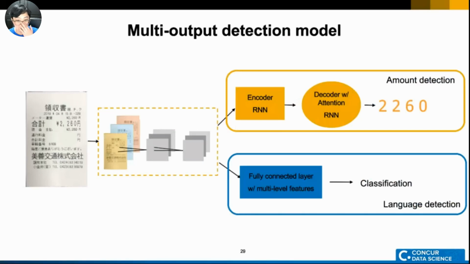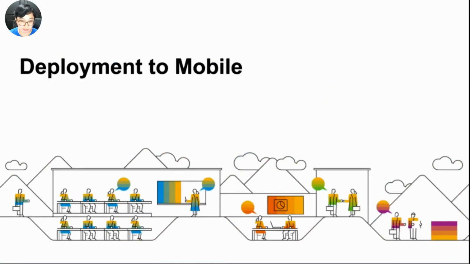Now, coming back to our work of having language and amount detection on mobile, what we are trying to do right now is to have the two models share the same CNN part, and then after the CNN, a separate RNN with attention will help us with the amount detection, while just a simple fully connected layer will help with the language classification. Now you have your trained model. Let's see how we can deploy it.